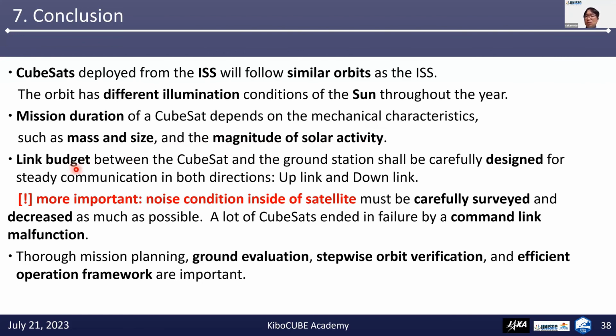So the link budget between the CubeSat and the ground station shall be carefully designed for steady communication in both directions, the uplink and downlink. And the important thing is that the noise condition inside the satellite must be carefully surveyed and decreased as much as possible in the assembly phase. So a lot of CubeSats ended in failure by command link malfunction. And mission planning, ground evaluation, stepwise observation, orbit verification, and an efficient operation framework are important, along with other research topics. Okay, this is the conclusion of my presentation.